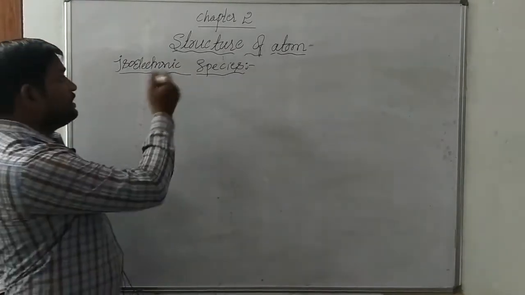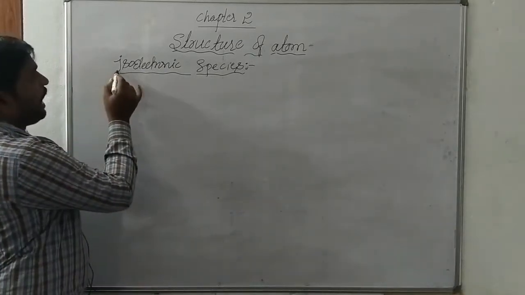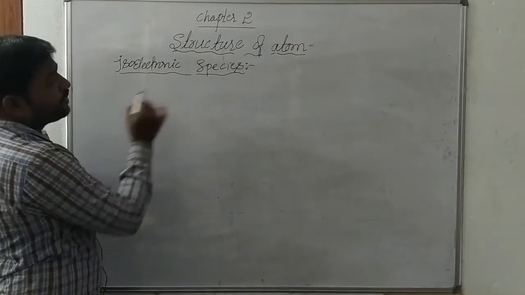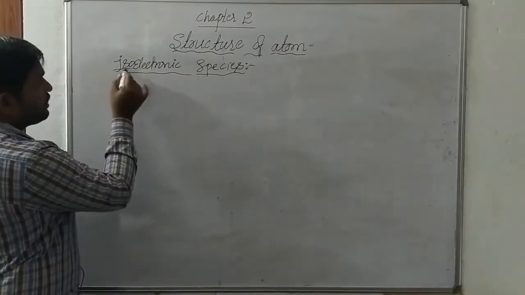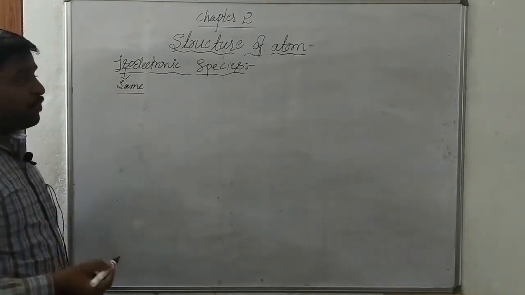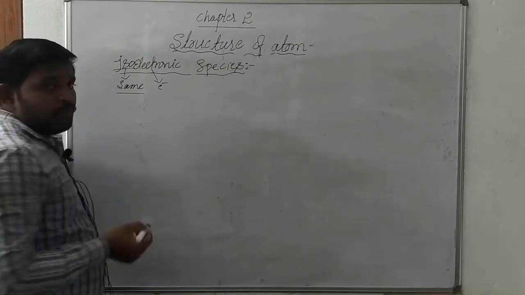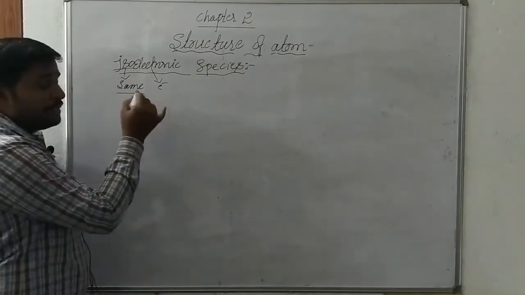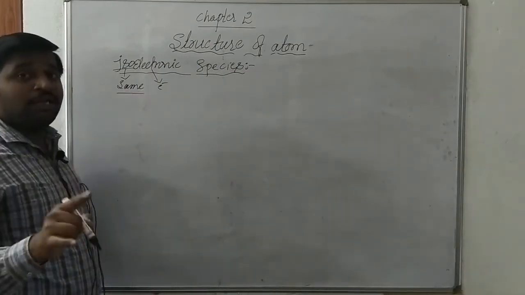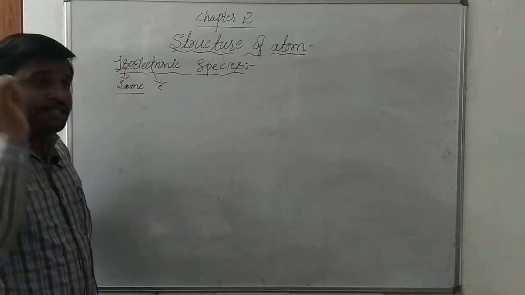Now let us consider isoelectronic species. What do you mean by isoelectronic species? Iso means same. What should be the same? Electrons should be the same, but with different nuclear charge. Such types of species are called isoelectronic species.